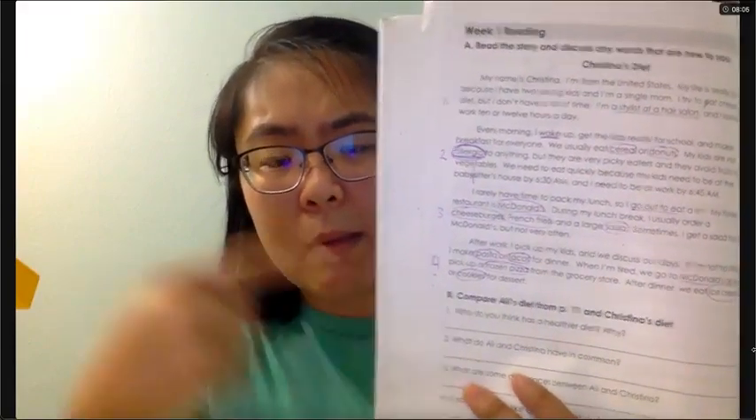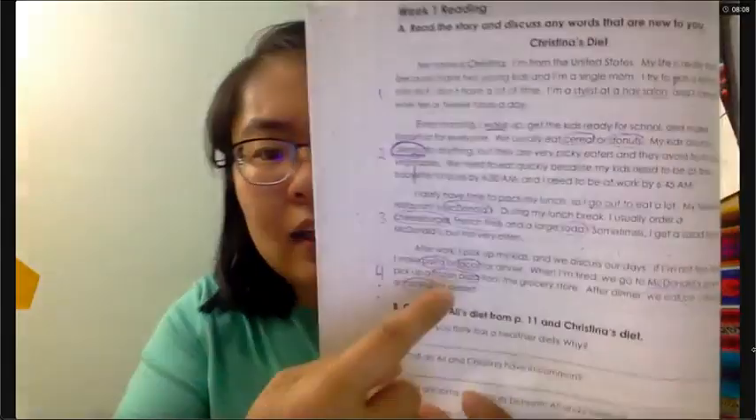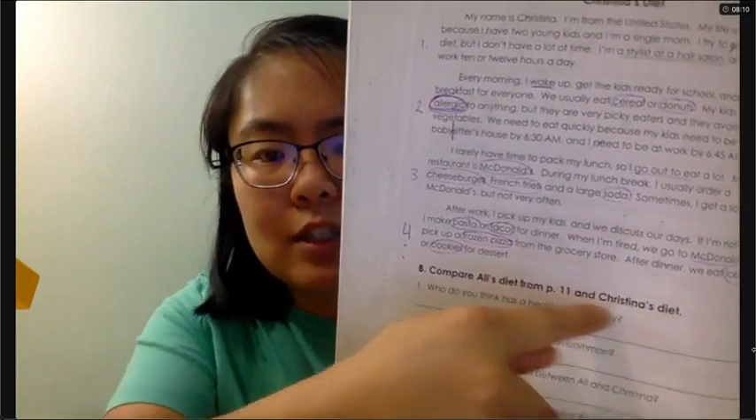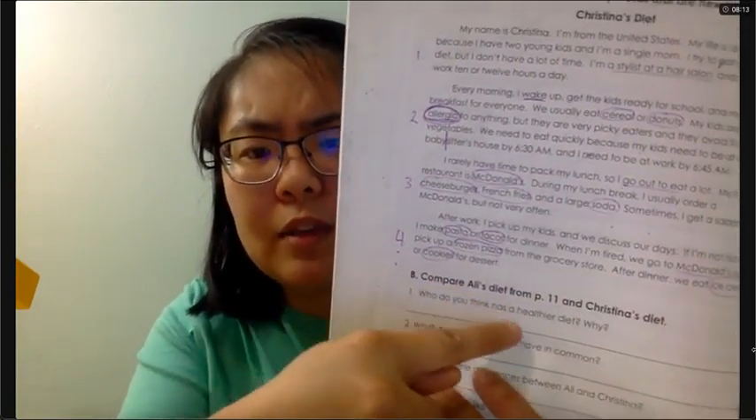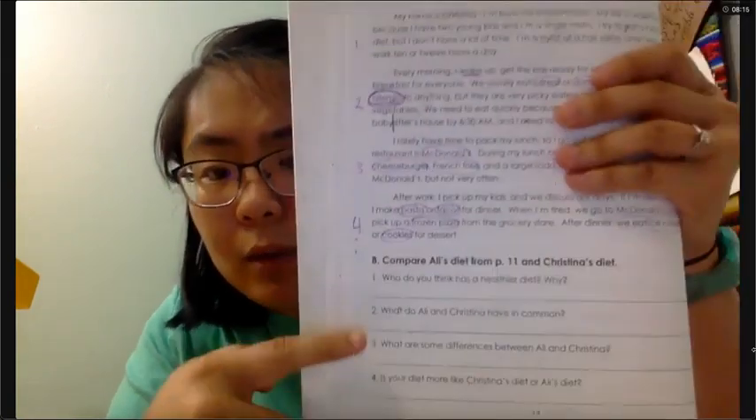So this is practicing reading for information, because it's one thing to be able to read, it's another thing to be able to remember and think about what we read. So we want to answer this question as the main question: who do you think has a healthier diet? If you can answer all the rest of them, that would be great.